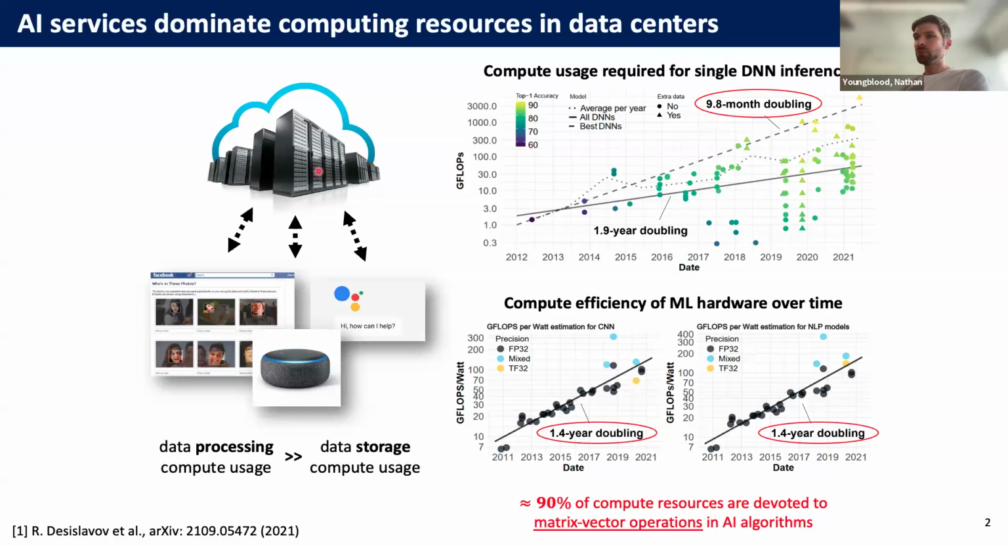servers in the cloud. So at this point, data processing is much greater than the amount of compute usage needed for data storage. And current digital hardware is not able to compete in terms of how many operations you get per watt. As time goes on, we're needing more and more operations per second to achieve inference, and that just means that the difference between this curve in terms of compute usage and this curve in terms of compute performance means that it just takes more and more energy to run these services. We can note that about 90% of these compute resources are devoted to matrix vector operations, and that is where optics can really shine.